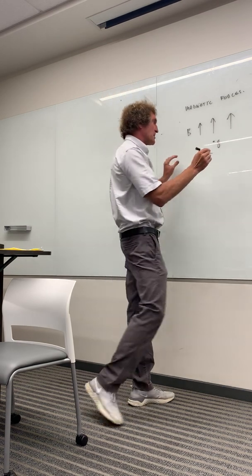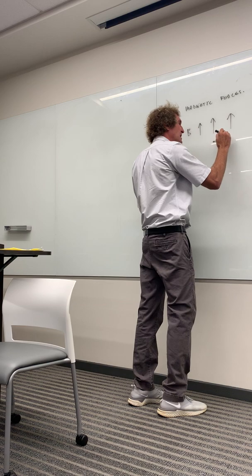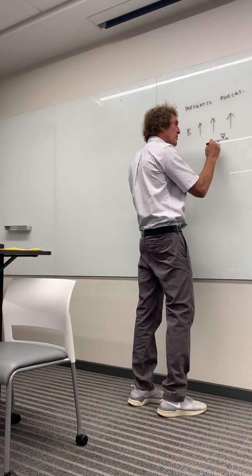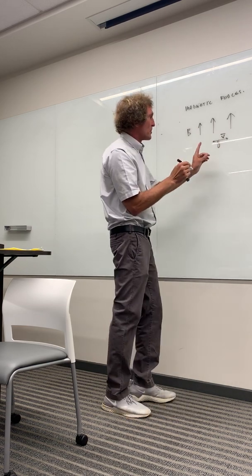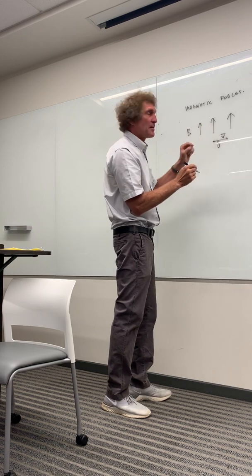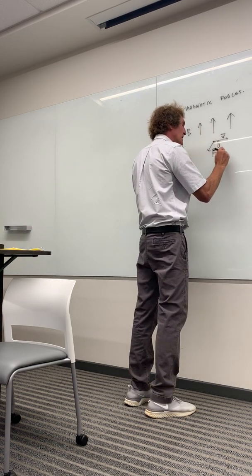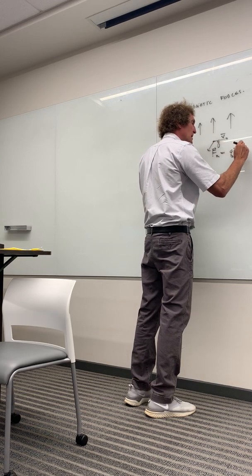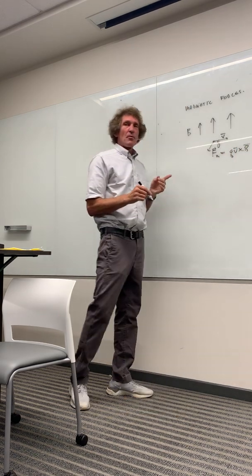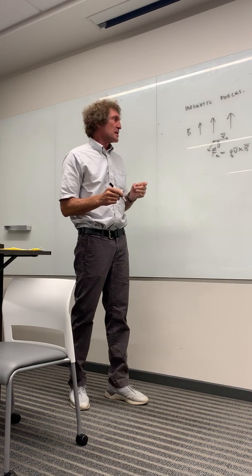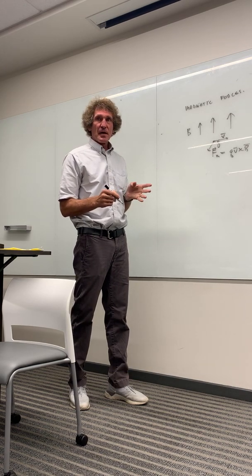But if the charge takes on a velocity V, then there will be a force here. The force will be perpendicular to both the B field and V. There will be a magnetic force, F, and that's equal to QV cross B. And this is real important: that force is in newtons.